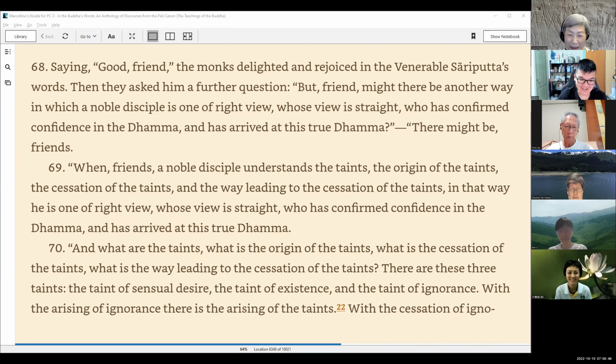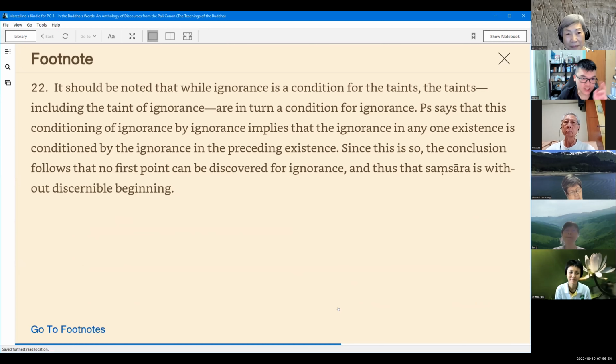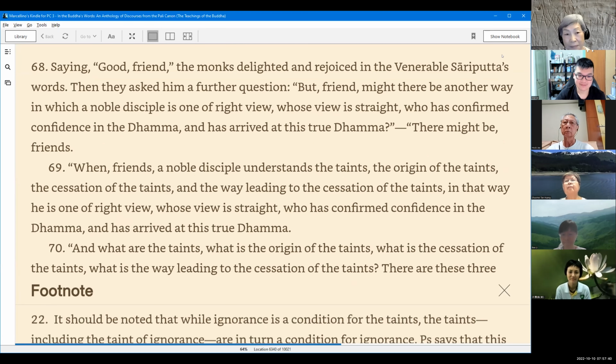The last one of the right view is the taints, the last section. Let's take a look at footnote number 22. It should be noted that while ignorance is a condition for the taints, the taints, including the taint of ignorance, are in turn a condition for ignorance. The commentary says that this conditioning of ignorance by ignorance implies that the ignorance in any one existence is conditioned by the ignorance in the preceding existence. Since this is so, the conclusion follows that no first point can be discovered for ignorance, and thus that samsara is without a discernible beginning.